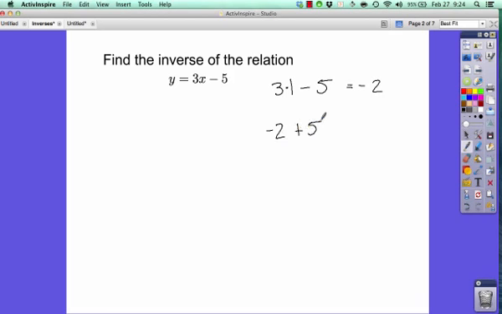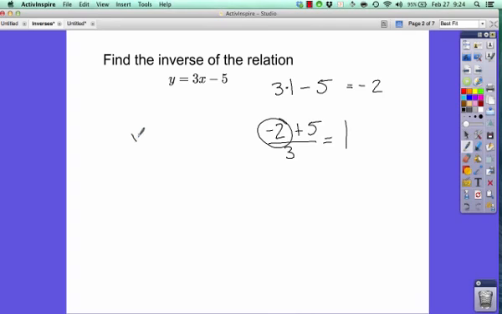Okay, so I'm going backwards, right? I subtracted 5, I undid that part and added 5. Now, how can I undo a multiplication by 3? Divide by 3. Does this work? Yes. Yay! So basically what we did here, my input is -2. I took my input, I added 5, and I divided by 3.